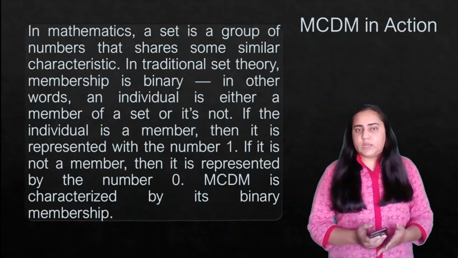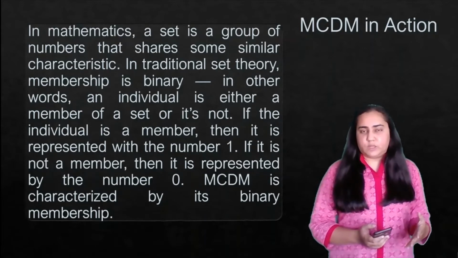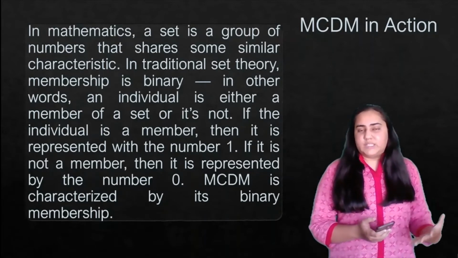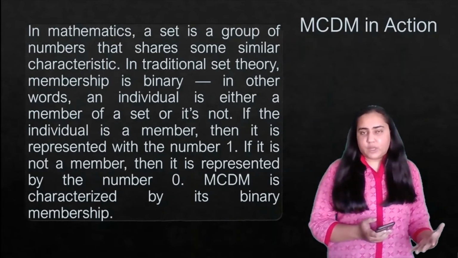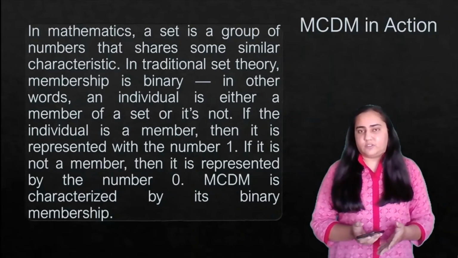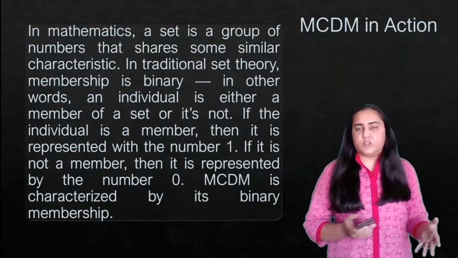And MCDM is also characterized by this binary membership. So there's either a criterion satisfied or a criterion not satisfied. There's nothing in between, so it's 0 or 1.